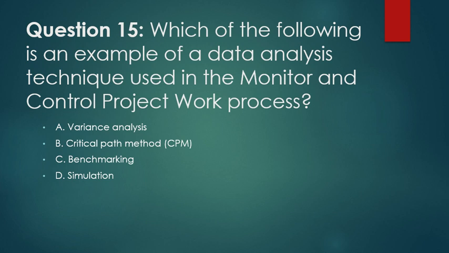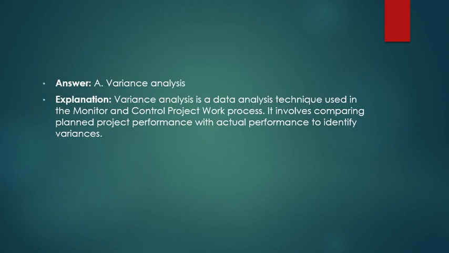Question 15. Which of the following is an example of a data analysis technique used in the monitor and control project work process? Variance analysis, critical path method, benchmarking, simulation. Variance analysis. Variance analysis is a data analysis technique used in the monitor and control project work process. It involves comparing planned project performance with actual performance to identify variances.